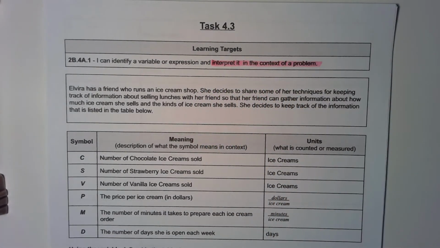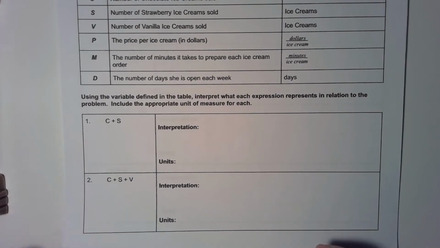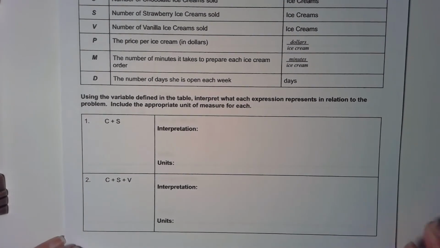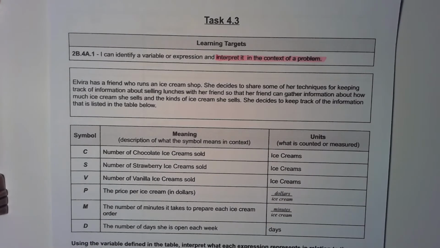Now, what that means is that today we're going to be basically going backwards from what we did. I'm going to give you an expression using variables, and you're going to tell me what does that mean in addition to what units we would be using. So last time I gave you words and I said, please create an expression. Now I'm going to give you an expression and say, please write the words.